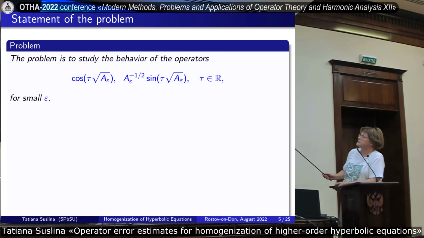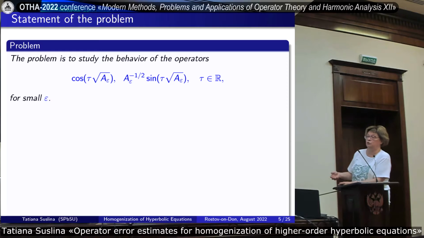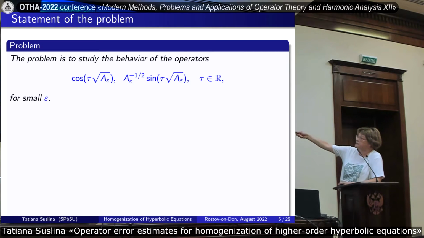Our problem is to study the behavior of the following operator valued functions of A epsilon. The operator cosine of the square root of A epsilon multiplied by tau. Tau is a real valued parameter, it's time. And the corresponding sine multiplied by A epsilon to the power minus 1/2. We study the behavior of these operators for small epsilon and arbitrary tau.